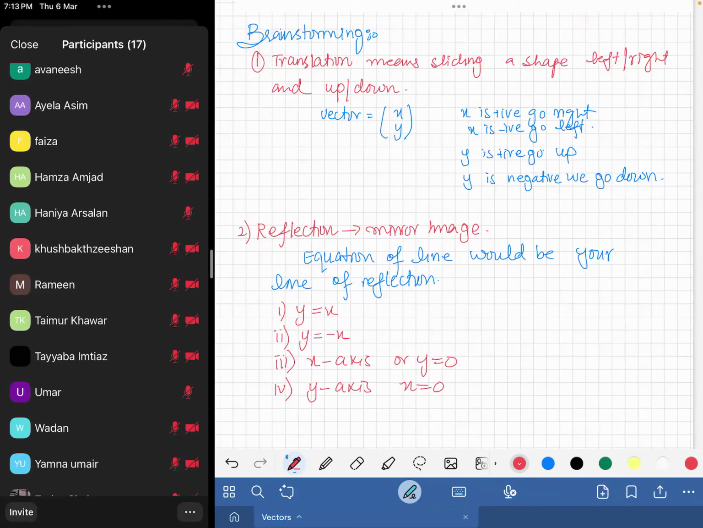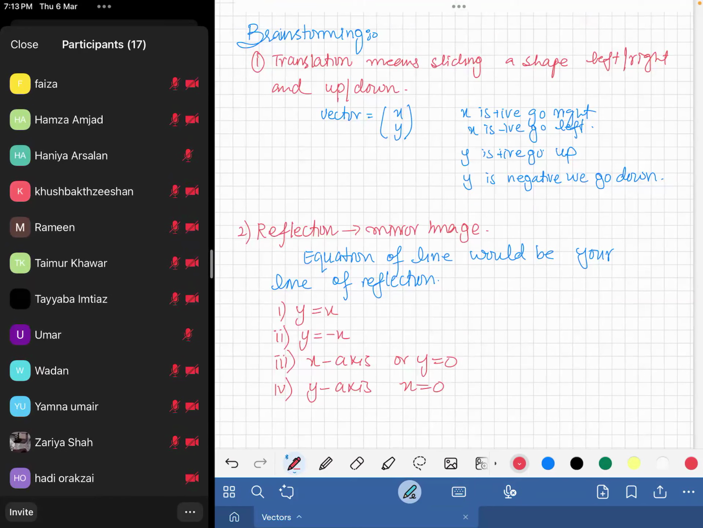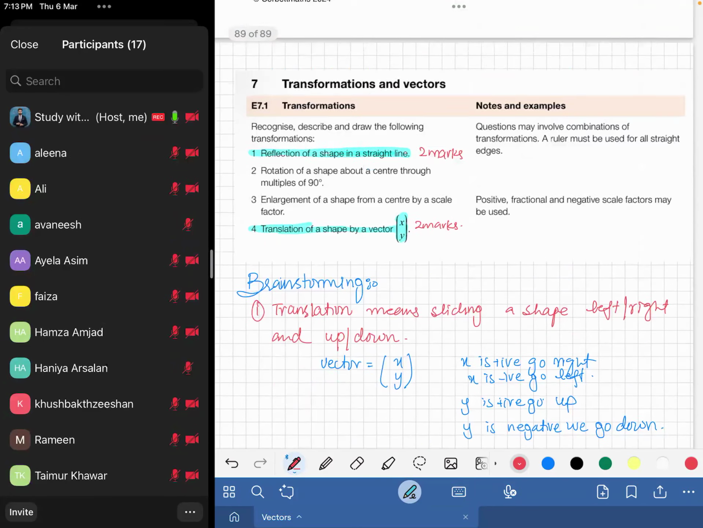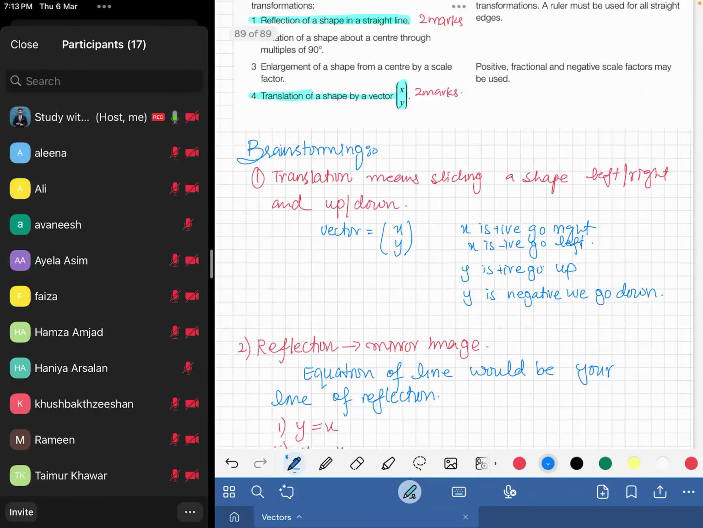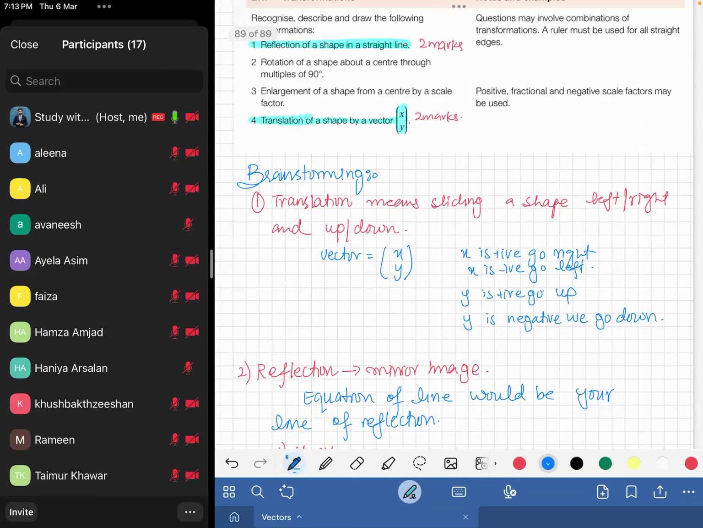And today we are going to proceed with our next two, and those two are rotation and enlargement of the shape. Okay. I will write it here in the syllabus. Rotation of a shape about a center through multiples of 90. So it is for 3 marks. And enlargement of a shape from a center by a scale factor, and this is also for 3 marks. So altogether, transformation can be 6 plus 2 plus 2, a 10-mark question can come if you have all of them present in the paper.